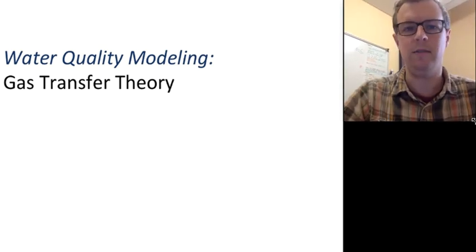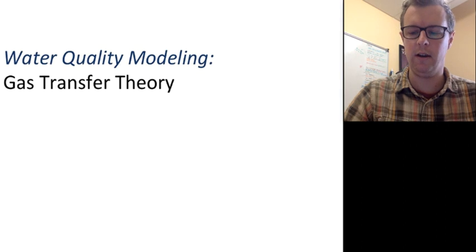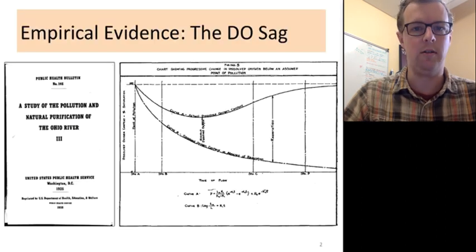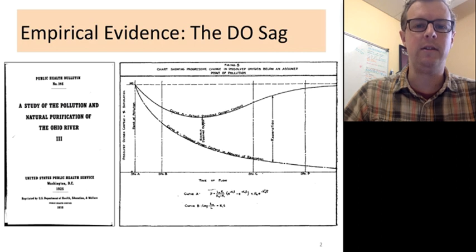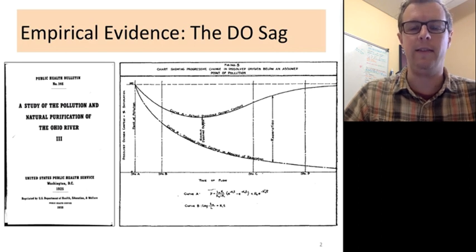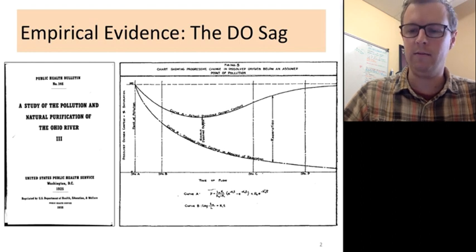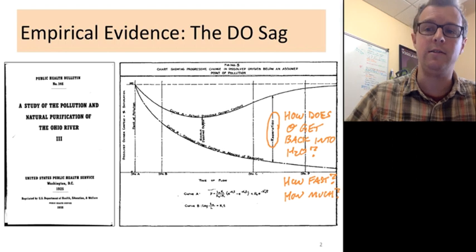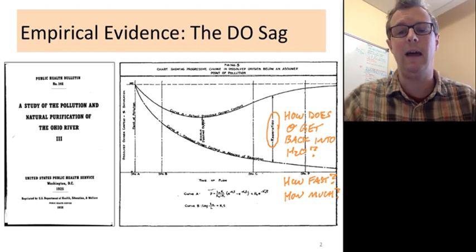I want to talk to you today about gas transfer theory, and this goes along with lecture 20 in your Chopra textbook. And so we've used this Streeter-Phelps report and this typical sag downstream of a BOD source as motivation. What I want to motivate our lecture with today is the word I've circled right here from their figure, reaeration. Or really answering the question, how does oxygen get back into the water?